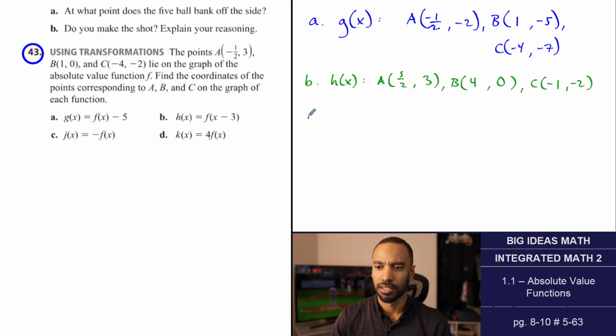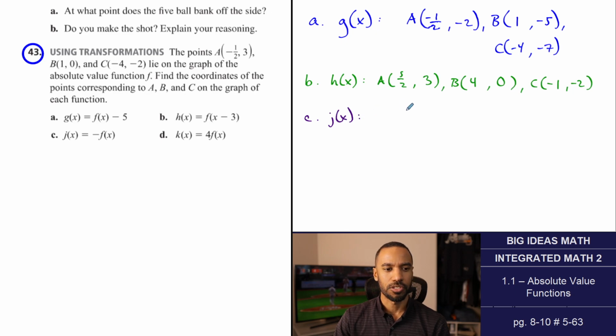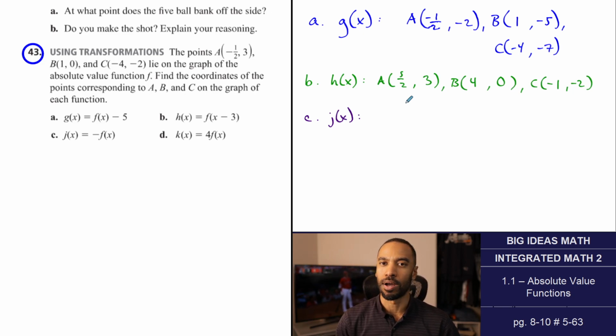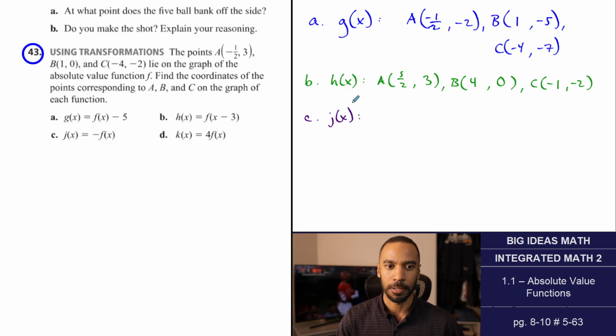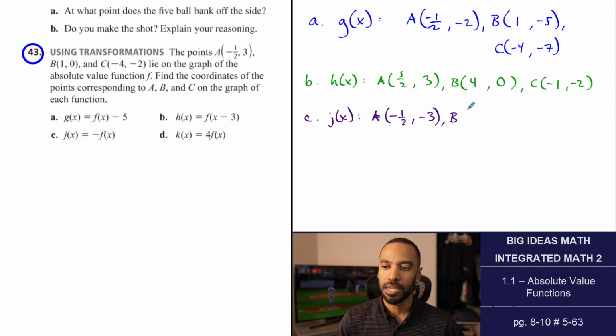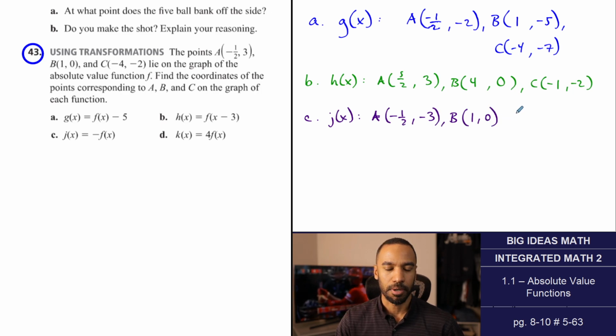C, j of x equals negative f of x. So that's as if a was -1. That's reflect over the x-axis. That means that the y values change their sign. The x's stay the same. The y value changes the sign. So A is going to go from -1/2, 3 to -1/2, -3. B is going from 1, 0 to 1, 0. That doesn't change. That might be the vertex then.